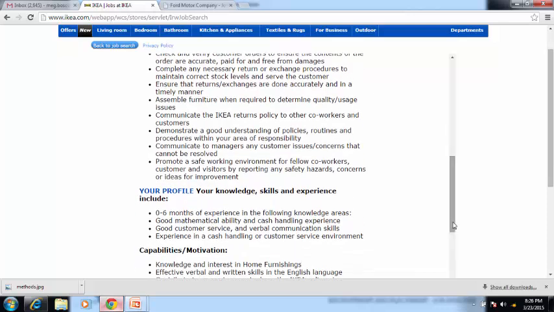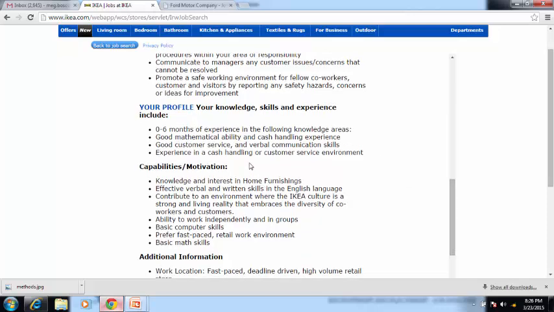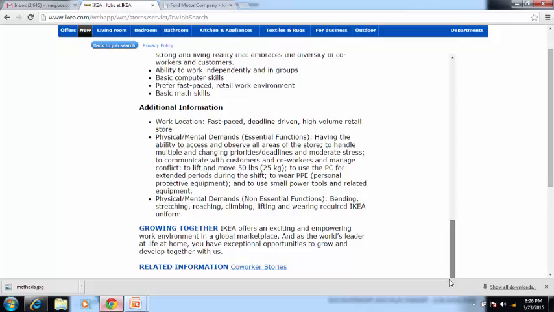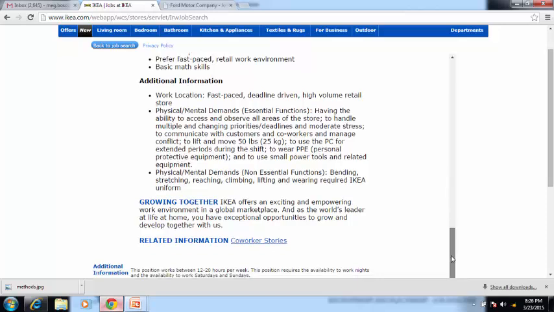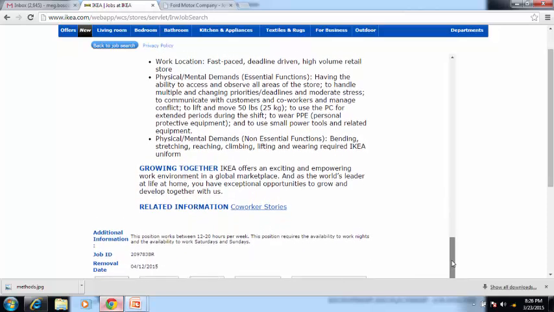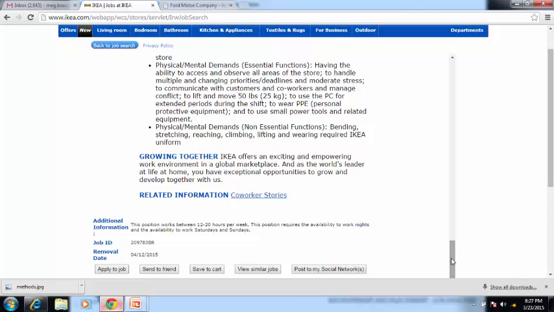Your profile, that is your knowledge, skills, experience, capabilities, motivation, these are all part of the job specification, right? Having good mathematical ability, customer service experience, basic computer skills, basic math skills, all this is part of the job specification. And then of course they have mentioned what kind of place IKEA is to work with and a little bit about themselves. So you can add as much information as you like into the job description, because the main thing is you need to make it as attractive as possible for applicants out there.